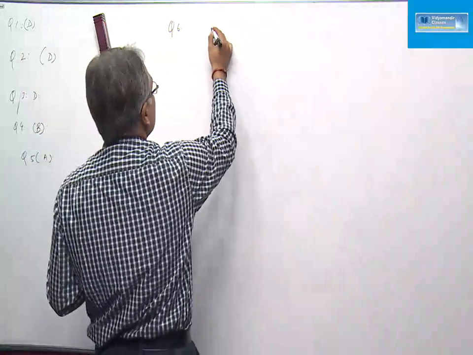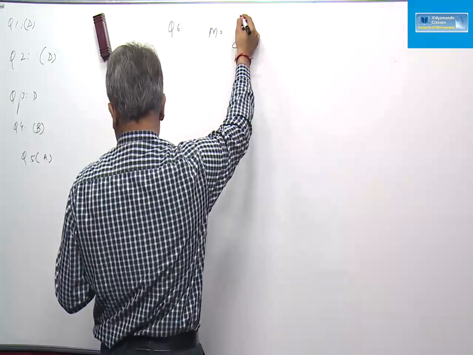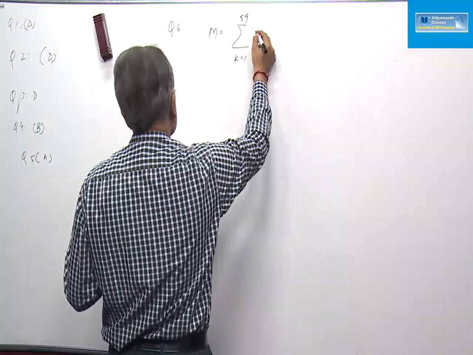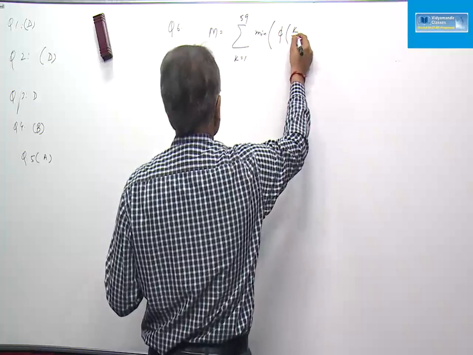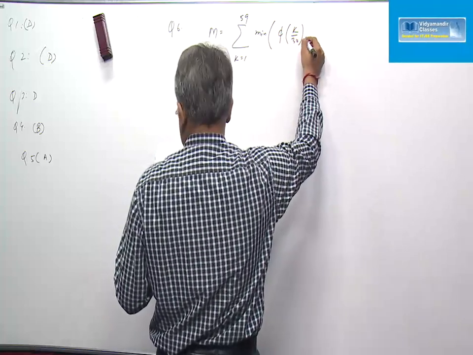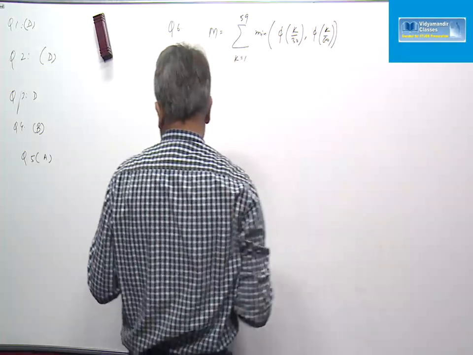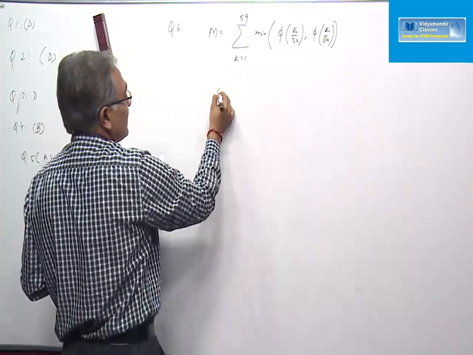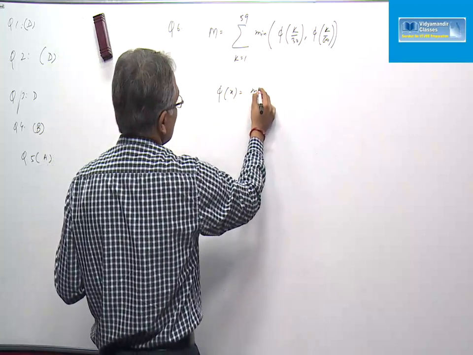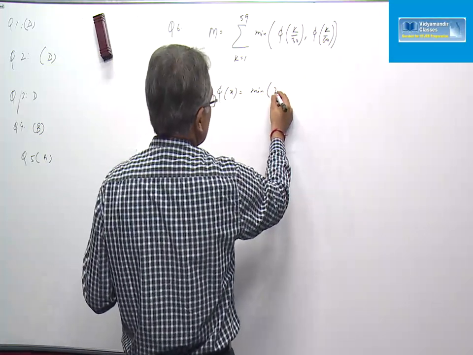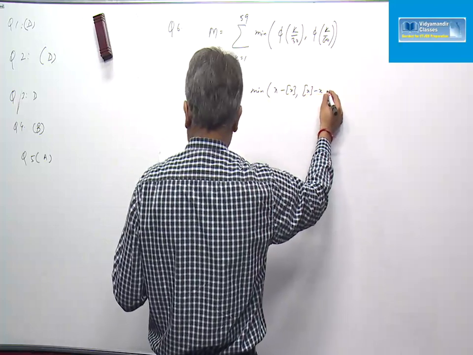It says capital M as sigma k varies from 1 to 59, minimum of function phi at k by 30, function phi of k by 60. And function phi is defined as phi of x is minimum of x minus integral x, and integral x minus x plus 1.